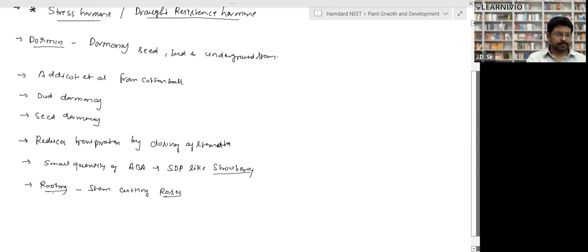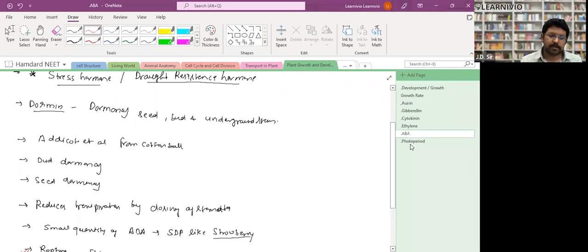Next point. It is responsible for rooting in stem cutting of roses. This was the function of abscisic acid.